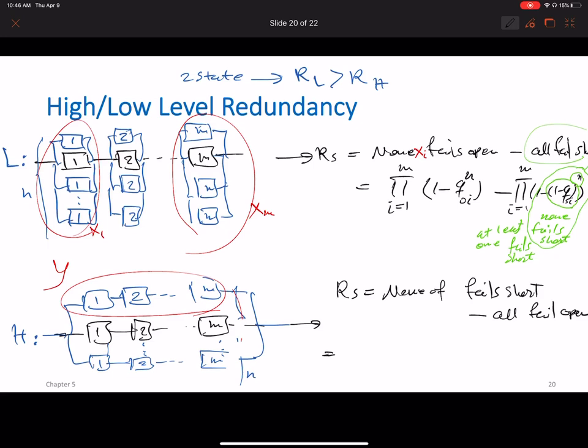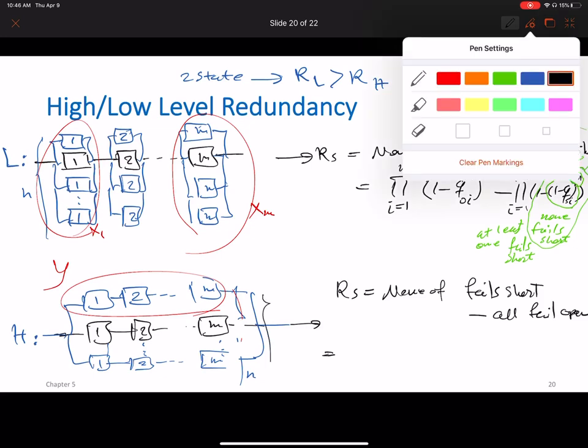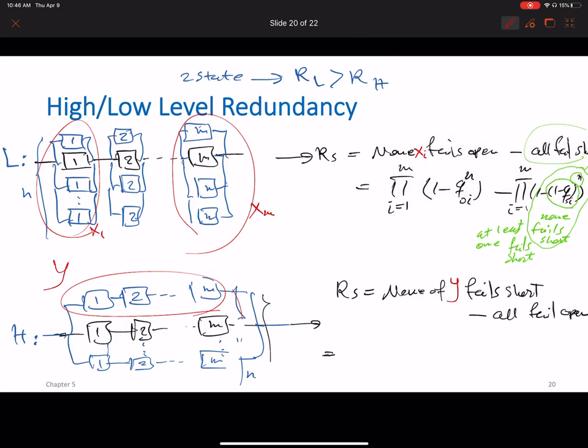Now, first of all, how many of these Y's do I have? And they are very identical. I want none of these Y's to fail short. And I have n of those. So the first one doesn't fail short, the second one doesn't fail short, and the third one, and the fourth one, and the nth one. I have n of those. They don't fail short. 1 minus the product, i goes from 1 to m, QSI.